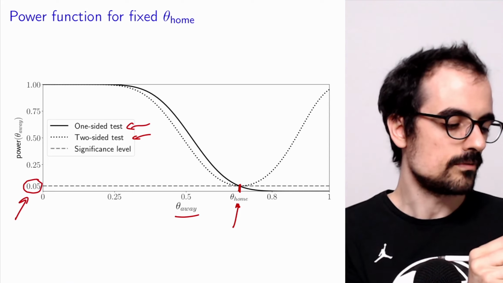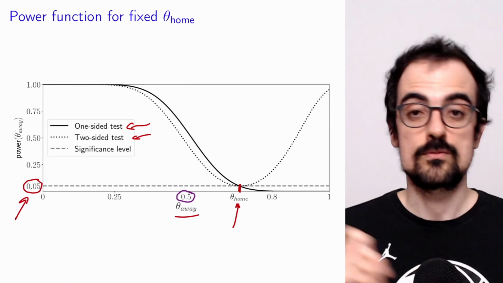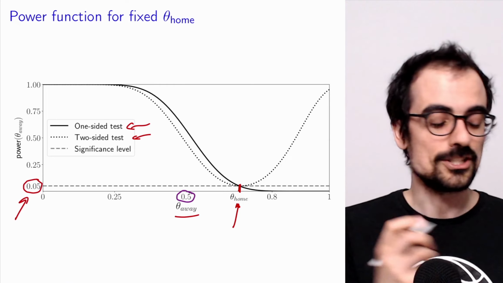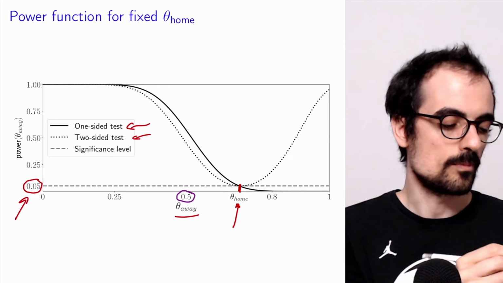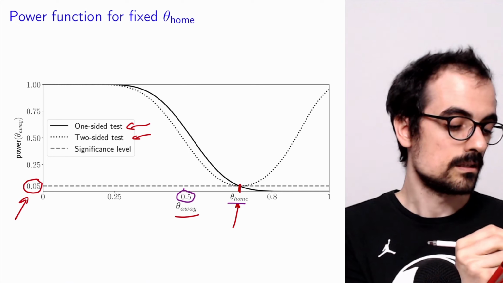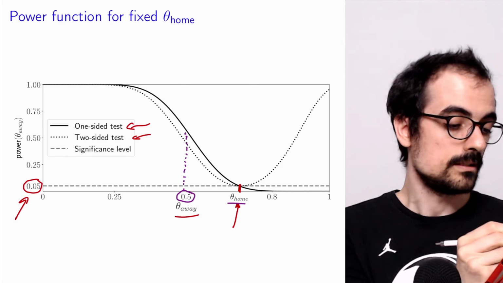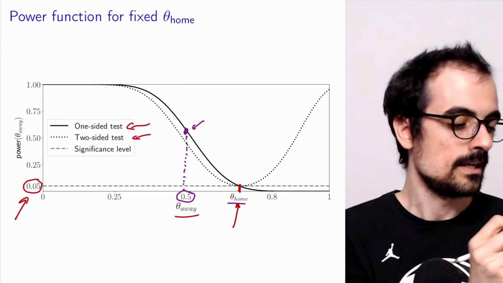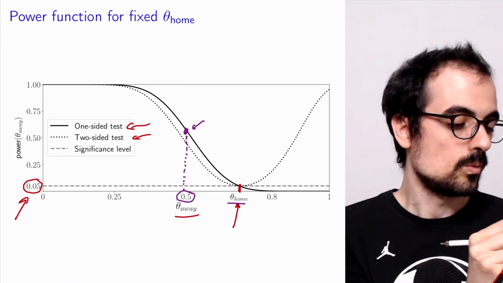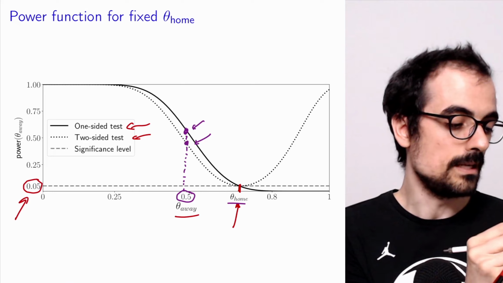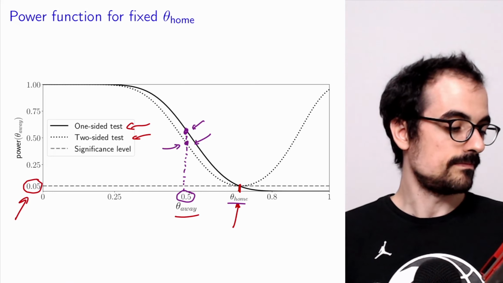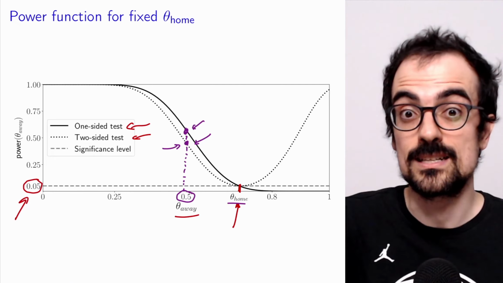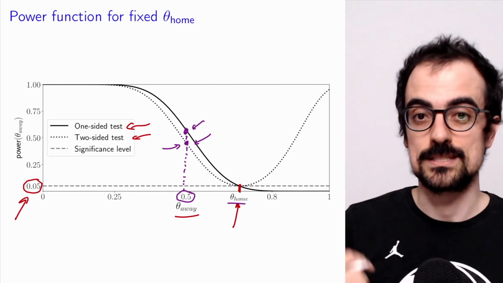So imagine that his free throw percentage away is just 50%, which is substantially worse than his free throw percentage at home. Then this probability tells us the probability that we actually detect this with the two tests. And we see that with the two-tailed test, which is below here, the probability is around 50%, even a bit smaller than 50%. For the one-tailed test, it's larger, a bit larger than 50%.